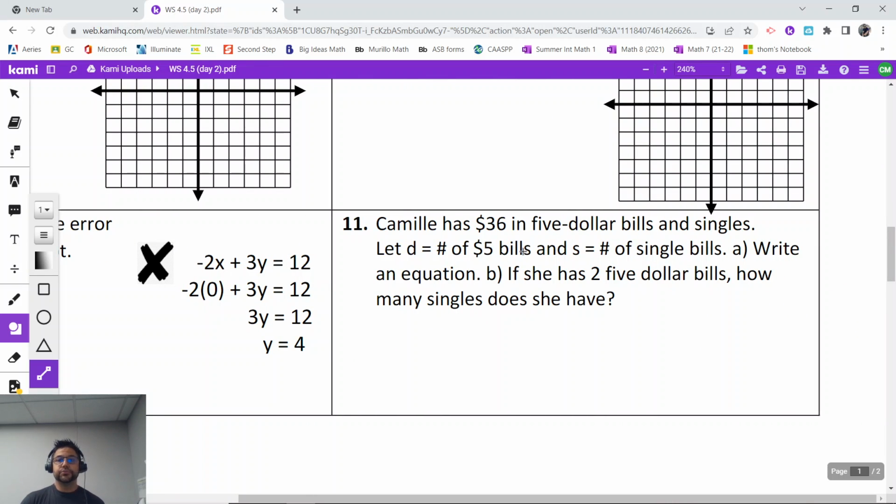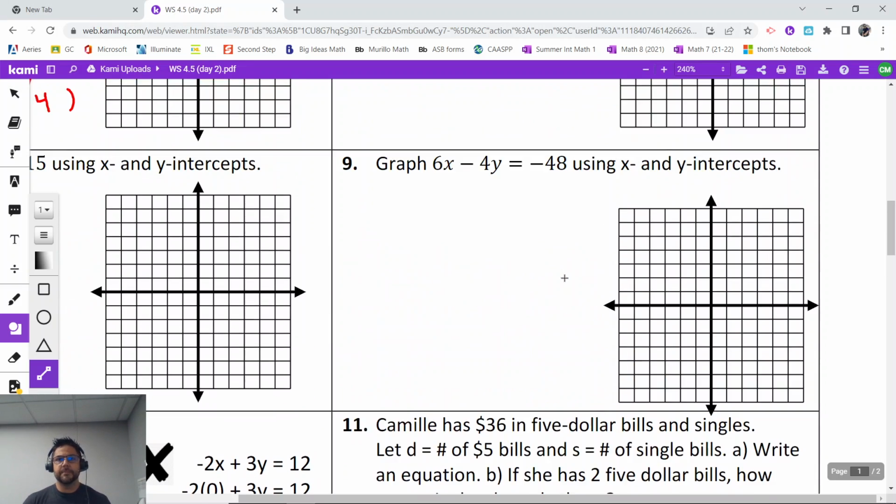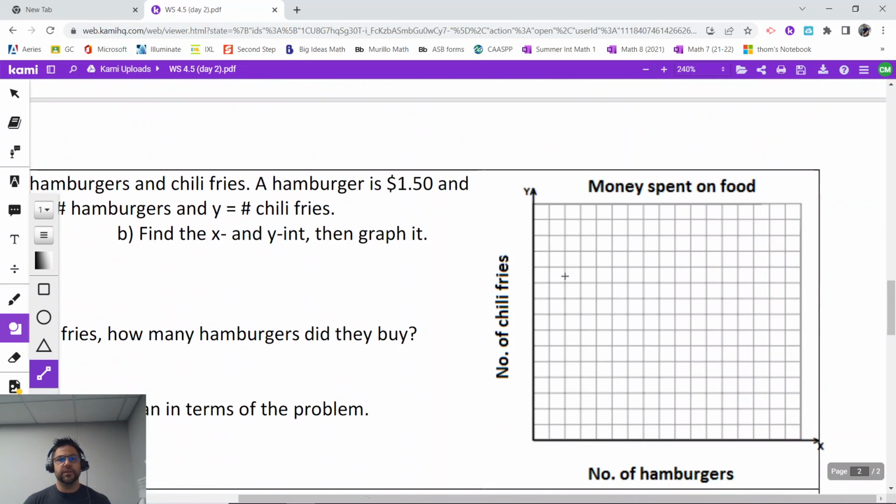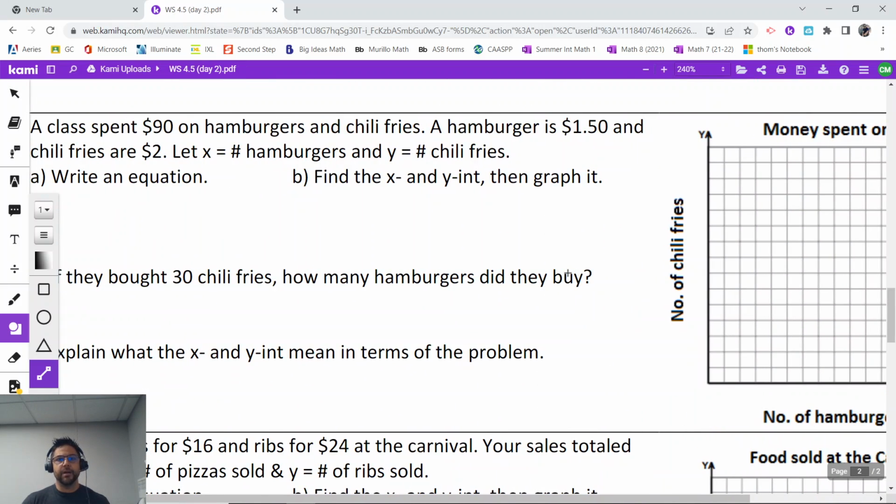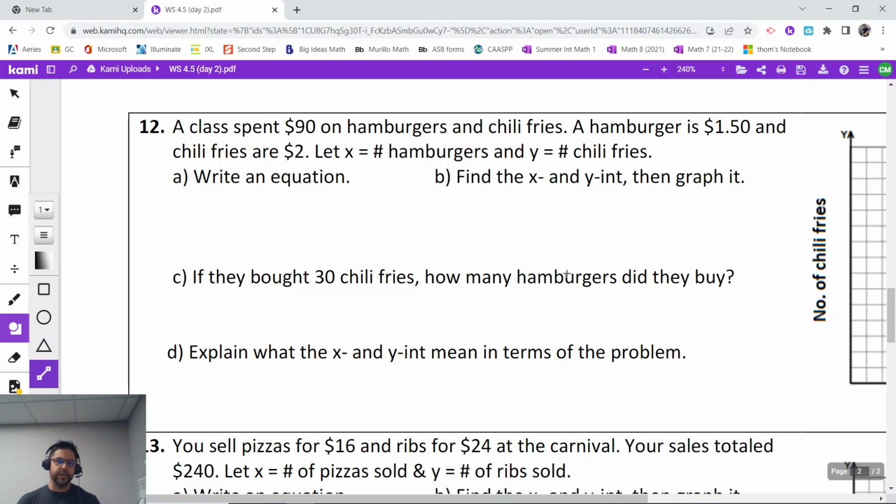Let's see. Write an equation. This is just kind of a mental math problem. A lot of students do excellent with money problems. But I did want to look at our hamburger and chili fries before we go. All right. It says a class spent $90 on hamburgers and chili fries. So not 90 on hamburgers, 90 on fries. That's the total. A hamburger is $1.50 and chili fries are $2. Let x equal the number of hamburgers and y equal the number of chili fries.